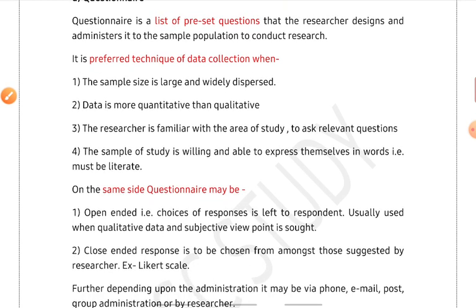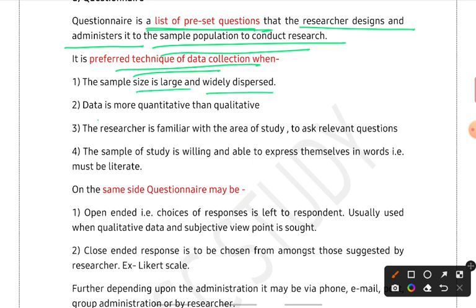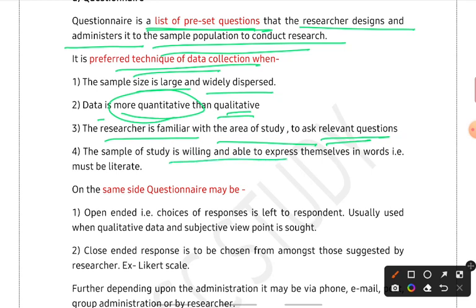So what is a questionnaire? A questionnaire is a list of preset questions that the researcher designs and administers to a sample of the population to conduct research. And then, why it is a preferred technique. The sample size is large and widely dispersed, and the data is more quantitative than qualitative in nature. The researcher is familiar with the area of study to ask the relevant questions. The sample is willing and able to express themselves in words, that is, they must be literate.